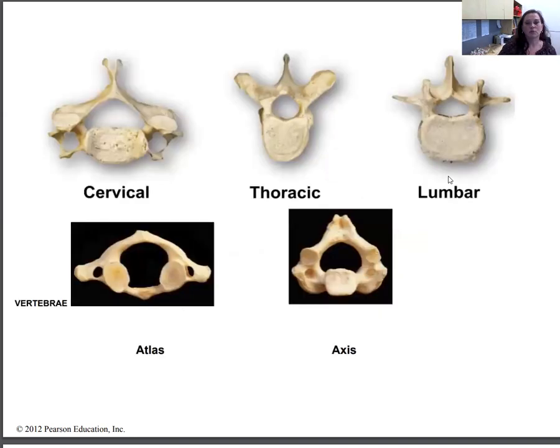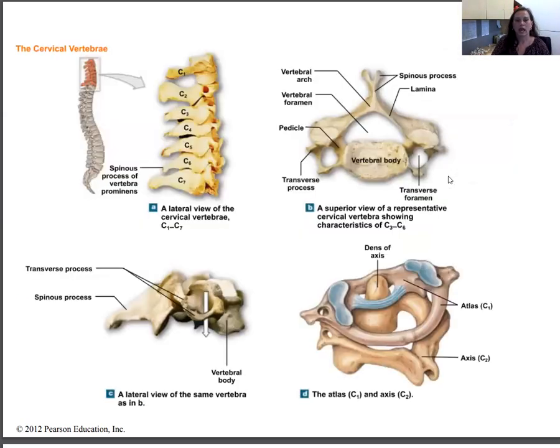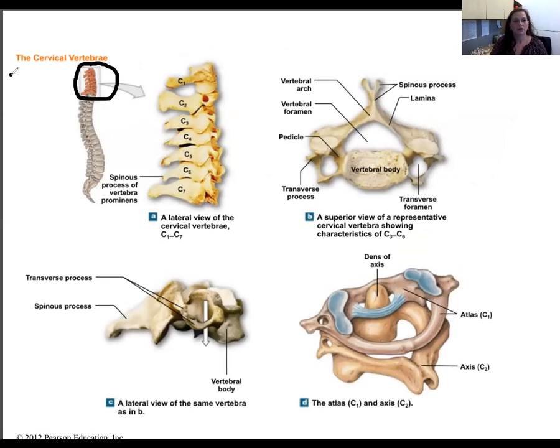Now let's talk about your vertebrae. Your vertebrae are going to make up the spine. You have cervical vertebrae, thoracic vertebrae, and lumbar vertebrae. So I'm going to go to this one and I'll go back to the other one. So up in the neck, these are called your cervical vertebrae. They're in the neck.